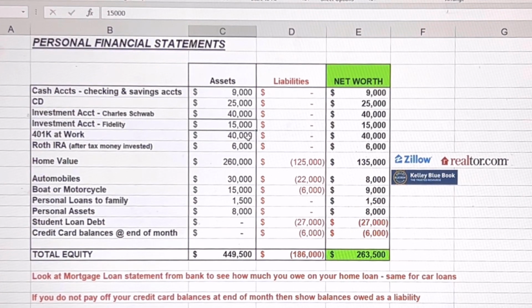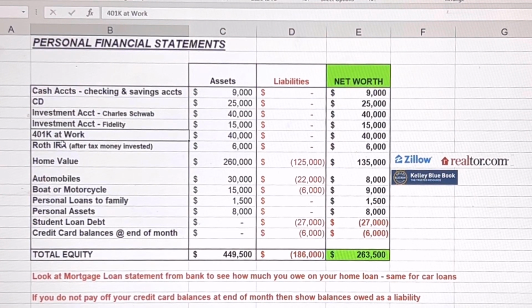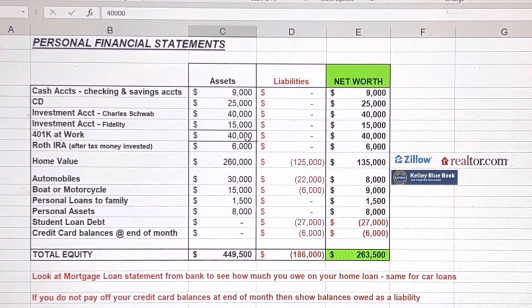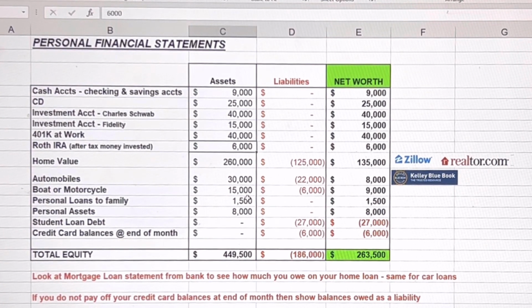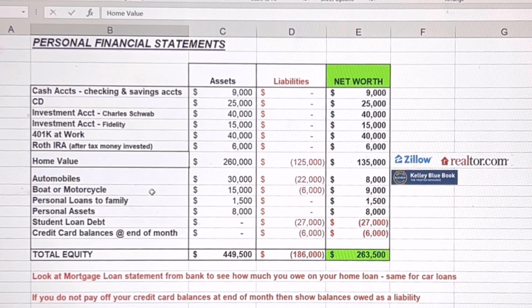The 401k, now this is your retirement plan. Again, this money, for the most part, you can't touch until you're at least 59 and a half. So that's long-term investment, retirement-type money. Or if you also have a Roth IRA. In this example, you had $40,000 in 401k and a Roth IRA of $6,000, so that's after-tax money. You've already paid your taxes, now you're investing that money. And again, you can't touch that until you're 59 and a half. So that's more long-term. List your house value, in this case, $260,000.